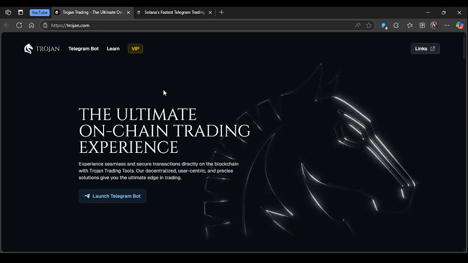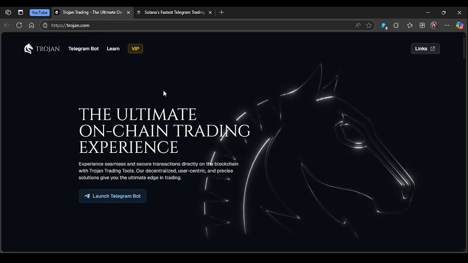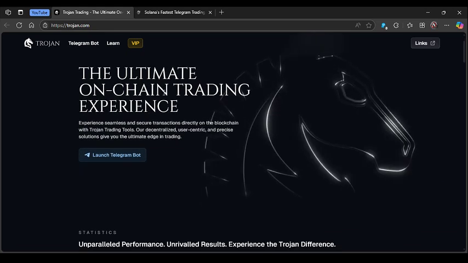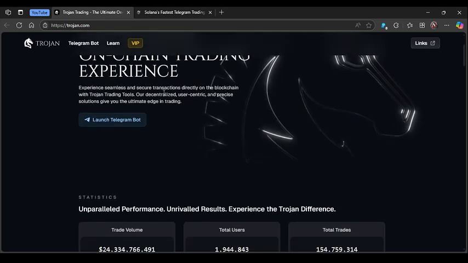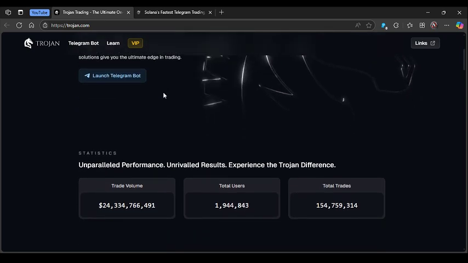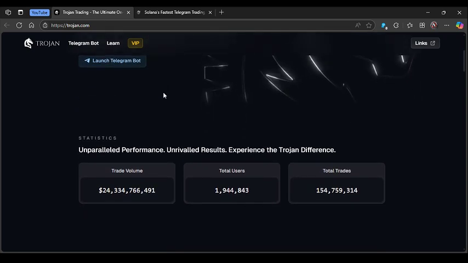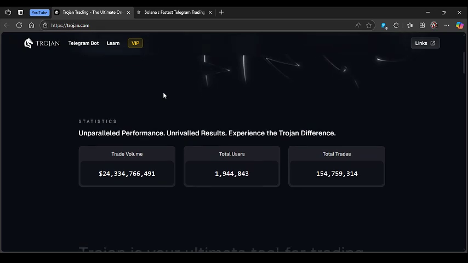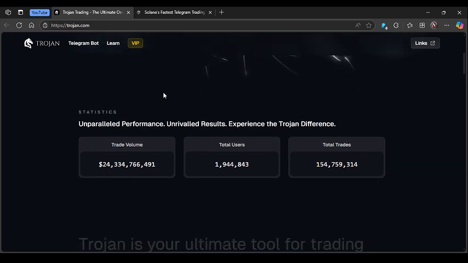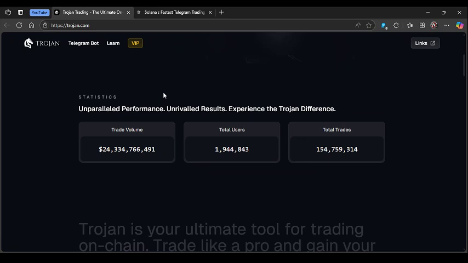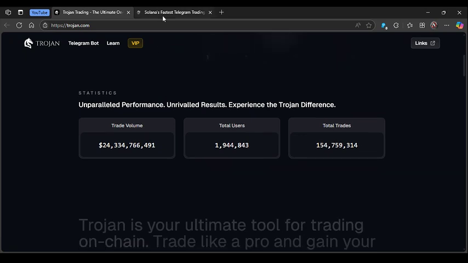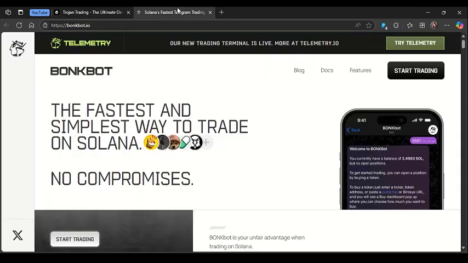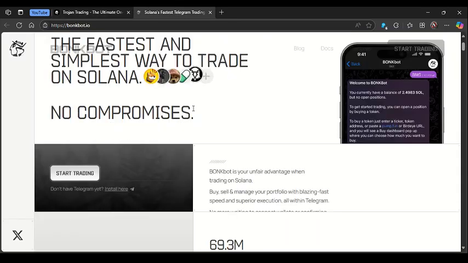In this video I'm going to record a quick in-depth comparison review about these two AI trading bot platforms, which is Trojanbot and Bonkbot. So to get started about the two platforms, Bonkbot is often a favorite for blazing fast execution and extreme simplicity, particularly if your strategy involves quick buying and selling of meme coins.